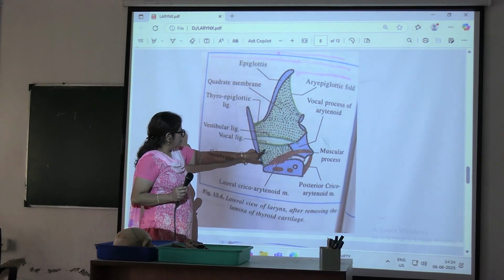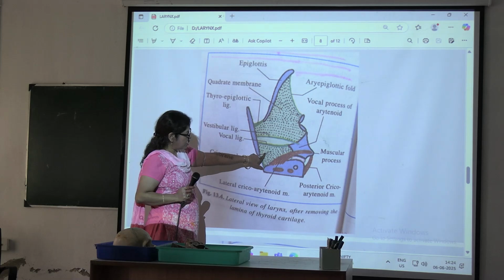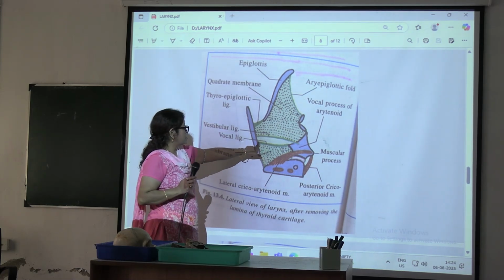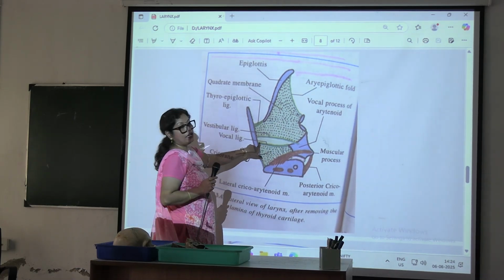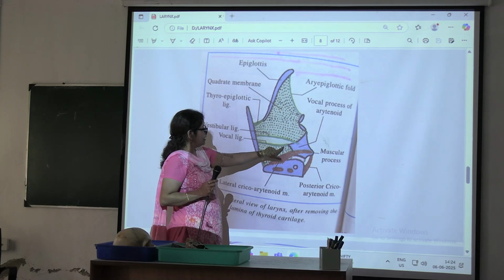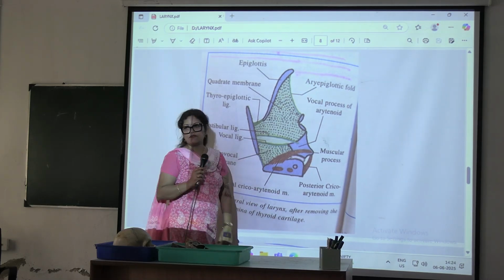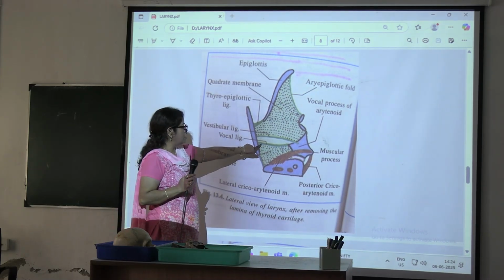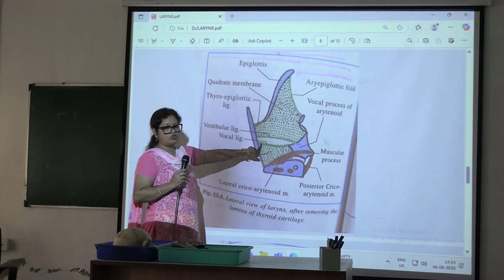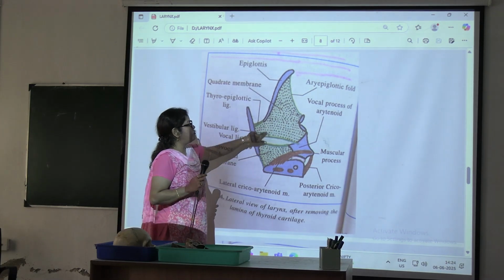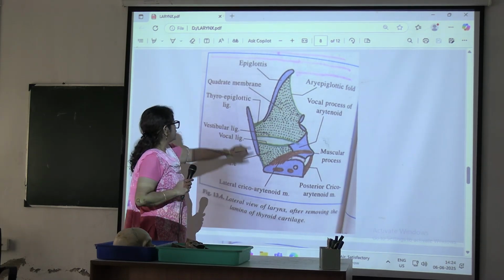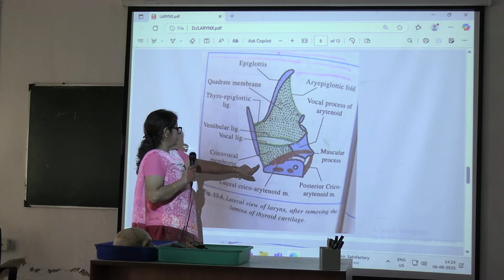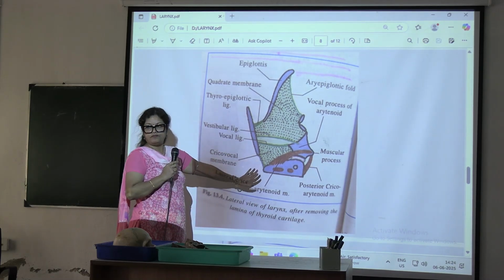And this is the quadrate ligament, cricovocal ligament, which is condensed above to form the vocal ligament. Also, this vocal ligament is formed by the vocalis muscle, and that forms the true vocal cord. These are the two membranes of the larynx: one is the quadrate membrane, another is the cricovocal membrane.